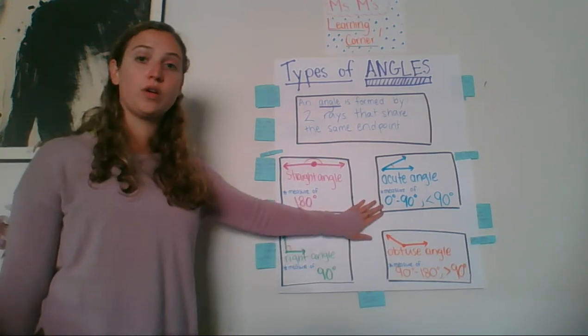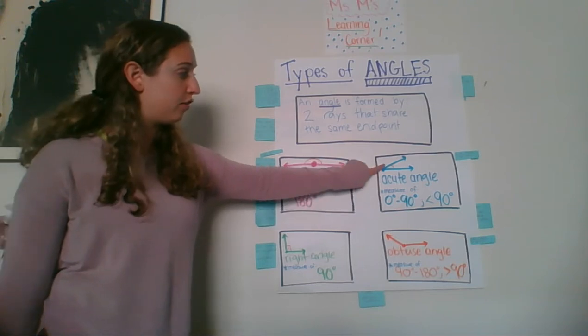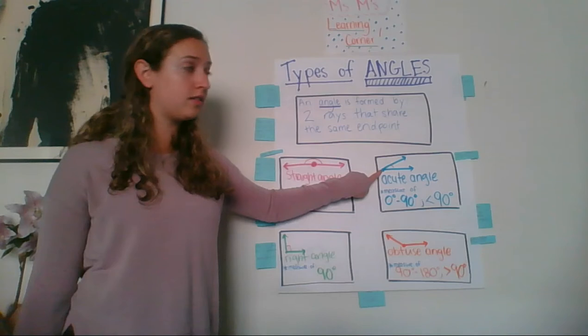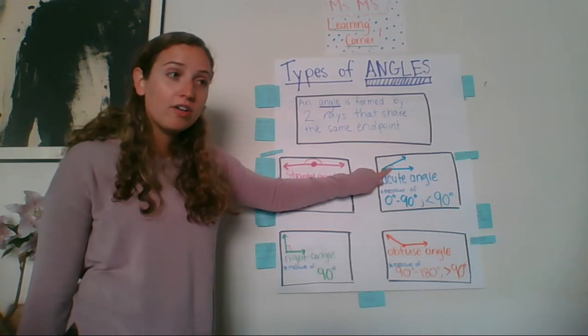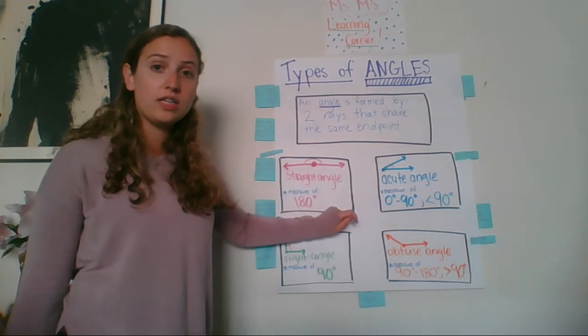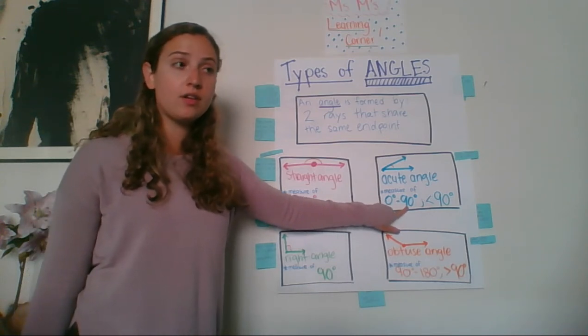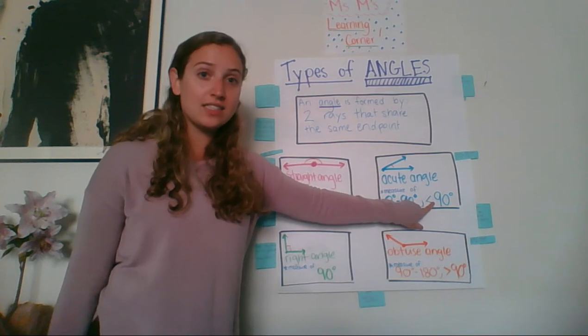Next, we can go to our acute angle. You still have your two rays sharing that same endpoint or vertex. You have a nice itty bitty little angle, and that angle is equal to anything between 0 and 90 degrees, or any degree less than 90.